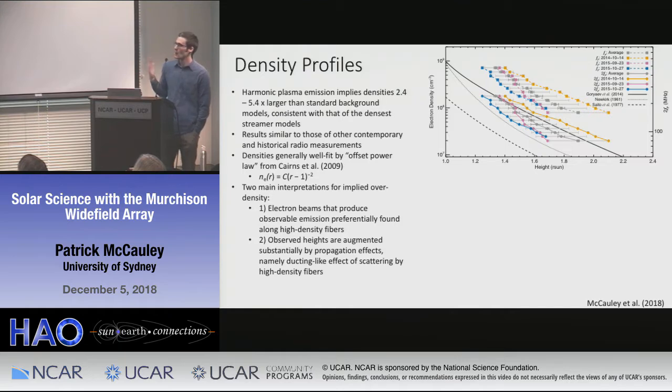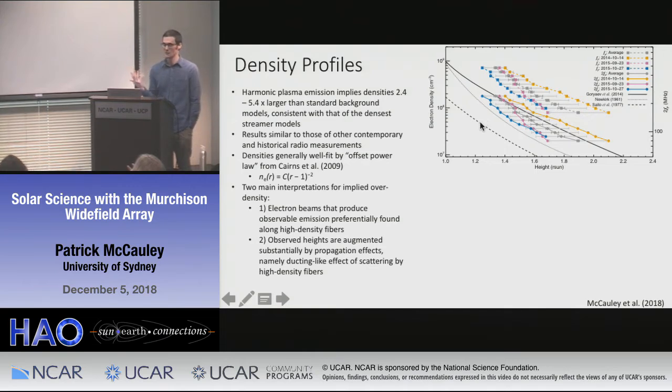So if you assume the harmonic emission, the densities imply enhancements of around 2.5 to 5.5 times that of standard background models, which is consistent with the densest models of streamers that you can find in the literature. So that's what the black line is. That's a dense streamer model, and then the dotted and the dashed are two different background models. So this is not a surprise.